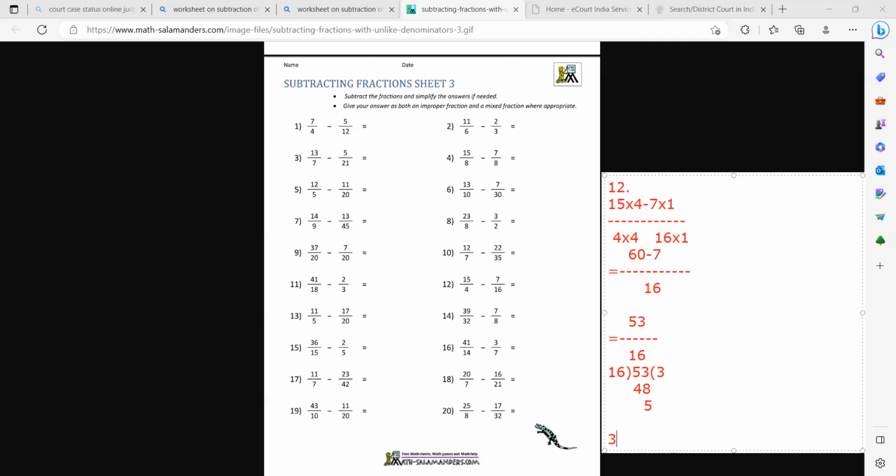3 whole 5 by 16. So this is the correct answer. Then what we have? Number 13. Number 13, what we need to do?